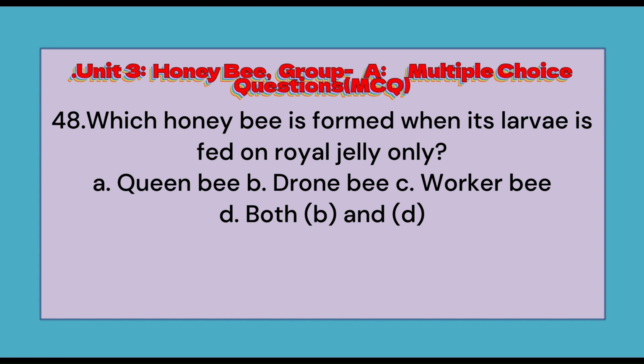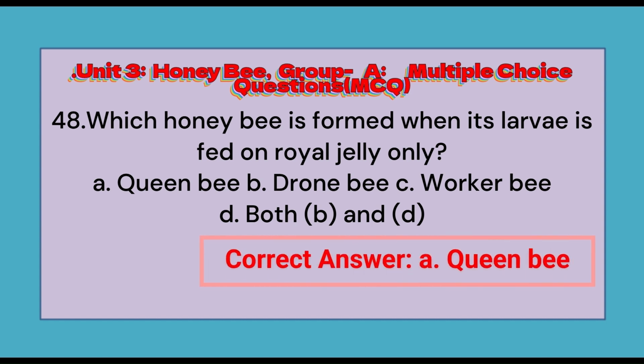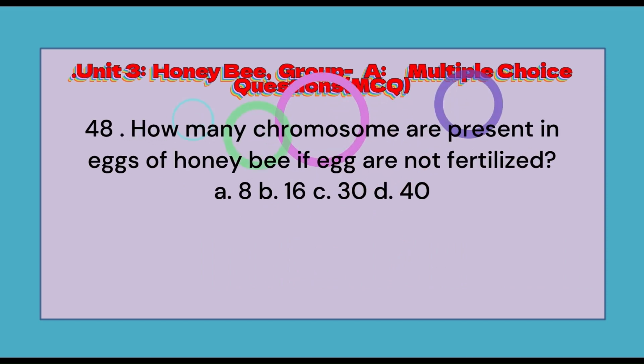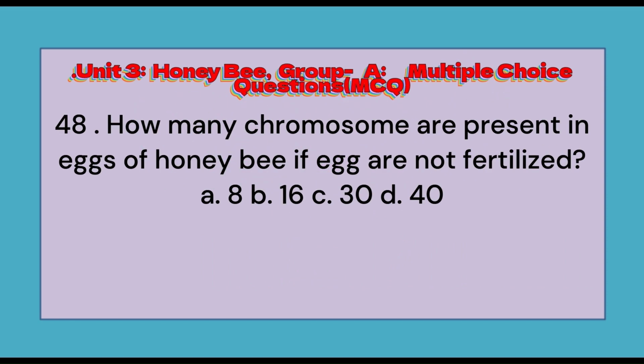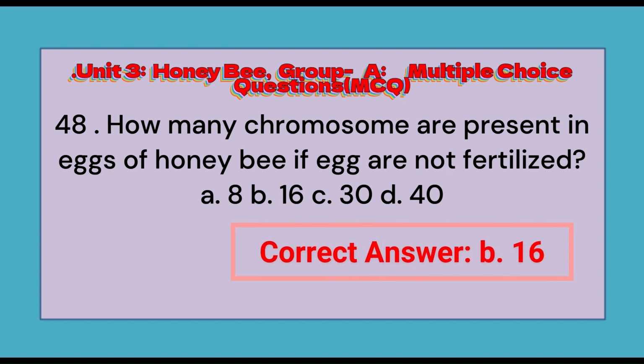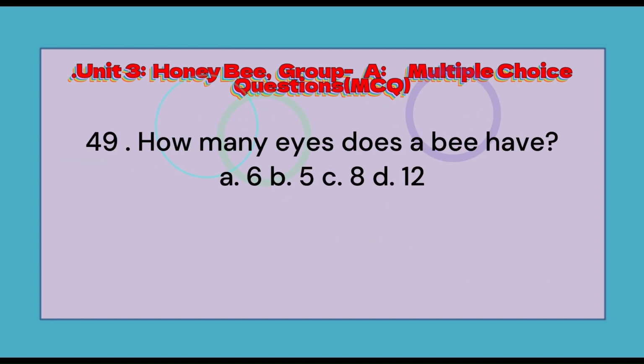A. Queen bee. B. Drone bee. C. Worker bee. D. Both B and D. Correct answer: A. Queen bee. 48. How many chromosomes are present in eggs of honey bee if eggs are not fertilized? A. 8. B. 16. C. 30. D. 40. Correct answer: B. 16. 49. How many eyes does a bee have?